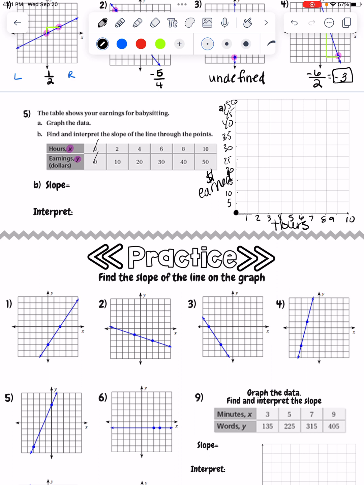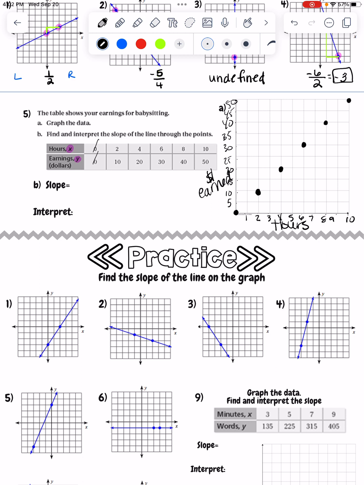At 2 hours, we earn $10. So I'm going to go to 2 hours and go up to 10. At 4 hours, we earn $20. So I'm going to go to 4 up to 20. At 6 hours, we earned 30. So I'm going to go over to 6 and up to 30. At 8 hours, we earned $40. So I'm going to go over 8, up 40. And lastly, at 10 hours worked, we earned $50. All the way up here.